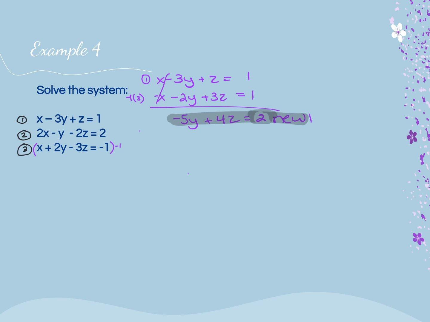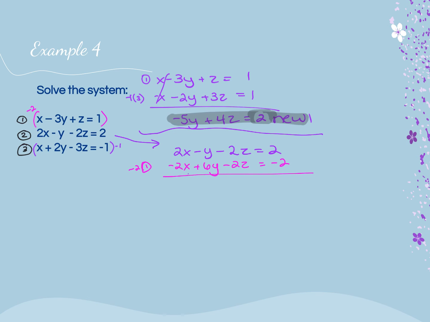Okay. Now I have to use the second one, and I have to cancel out x again. It doesn't matter which we pick because we're going to have to multiply each of them by negative 2, right? Let's just say we're going to pick the top one. We're going to do negative 2 times 1. And I get negative 2x, positive 6y, negative 2z equals negative 2. Cancels. 5y minus 4z equals 0.